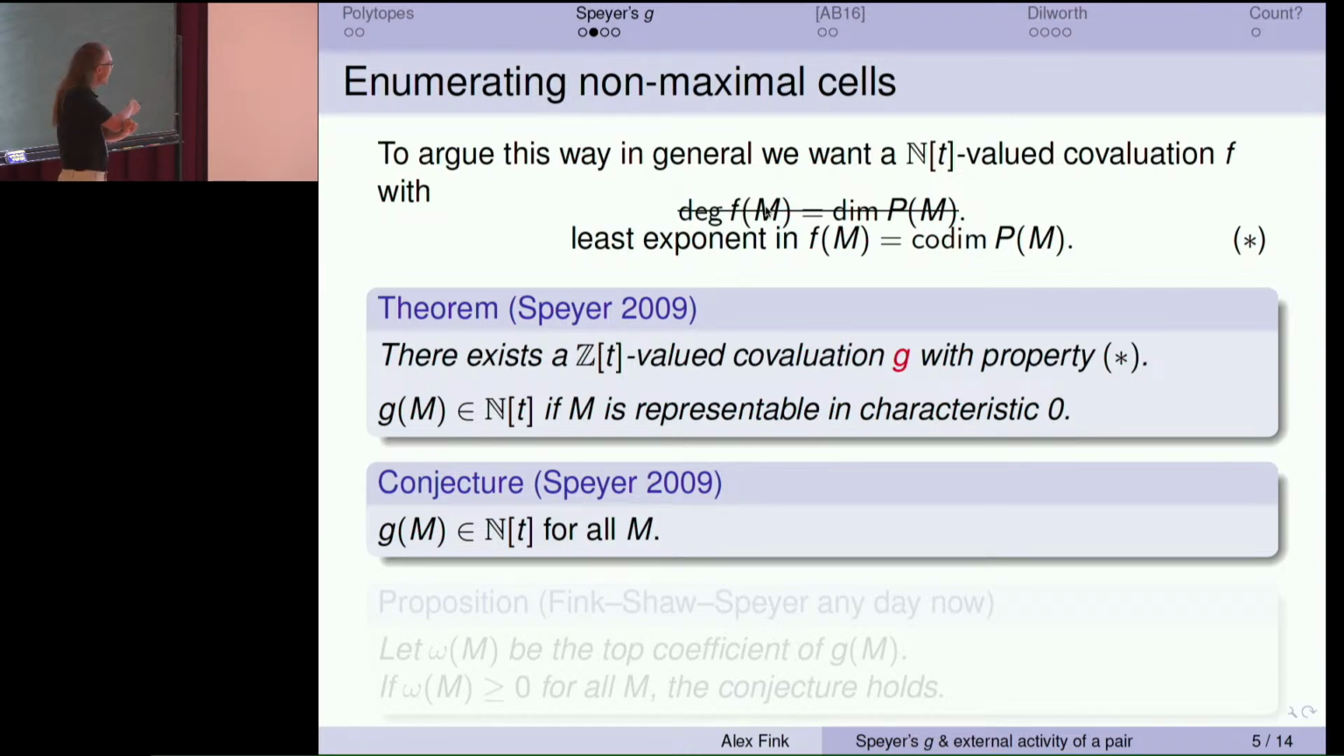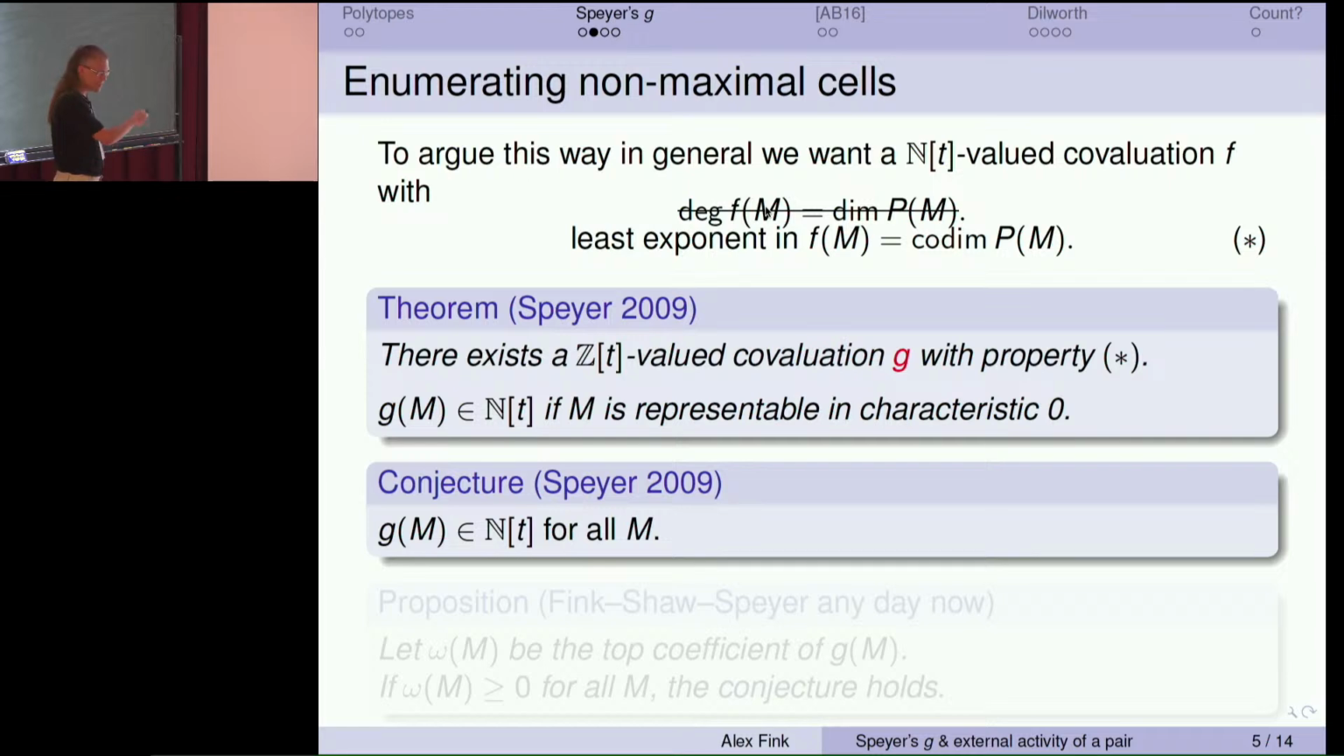I will give you a definition. I'm postponing the definition. But Speyer was able to define something which you could show had integer coefficients. Using some characteristic zero algebraic geometry, he could show it had positive or non-negative coefficients in the characteristic zero representable case, but couldn't do it in general. And so that was the conjecture that he made in this 2009 paper, that this function g, which I'll define shortly, had non-negative coefficients, and then using that you could run this extremal counting argument.